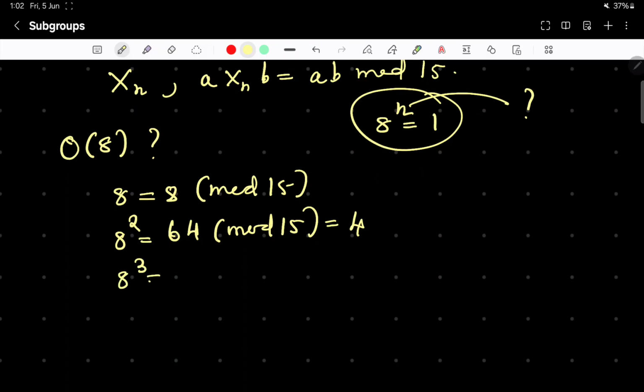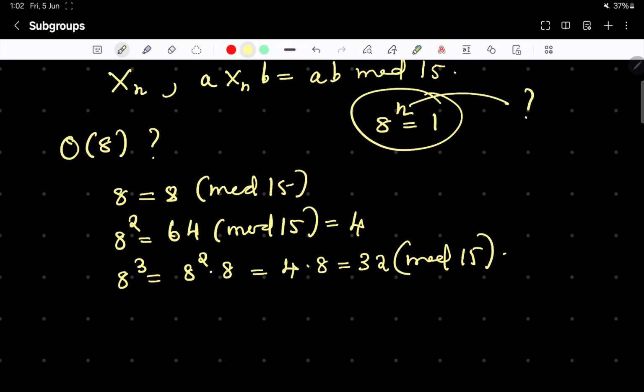Now 8 cube, you can write as 8 square into 8. 8 square is already 4, so you can write 4 into 8, which is 32. Now what is 32 mod 15? 2 times will go in, so the rest is 2.